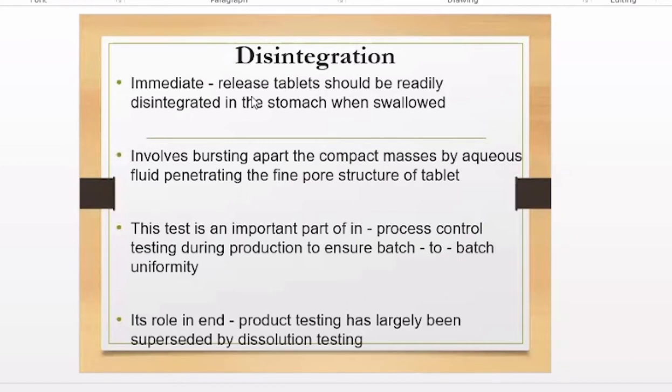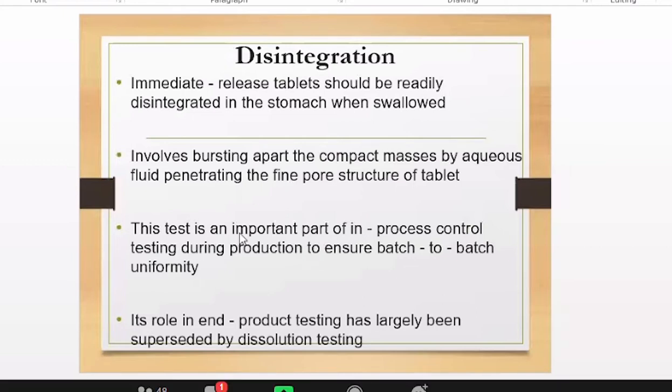So immediate release tablets should be readily disintegrated in the stomach when they are swallowed. So this basically involves bursting apart of the compact masses. Those compact masses that you produce, called the tablets, they burst apart by aqueous fluid penetrating the fine pore structure of the tablet. So the absorption of the fluids into this compact mass results in the entire structure bursting apart.